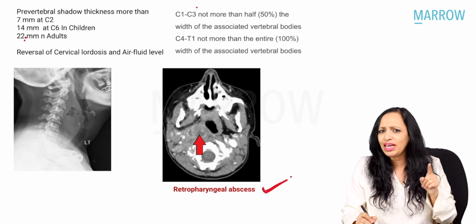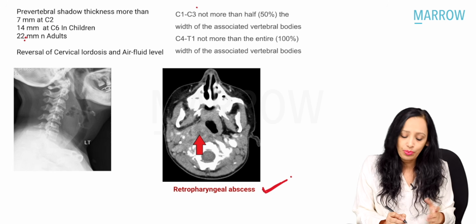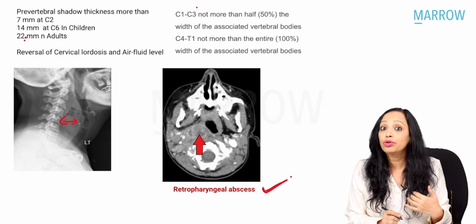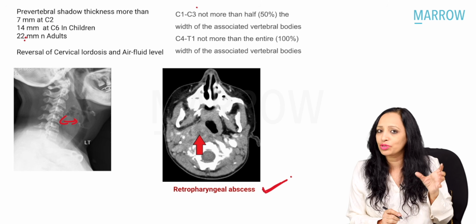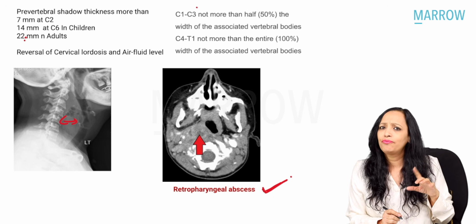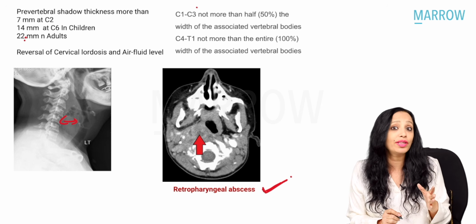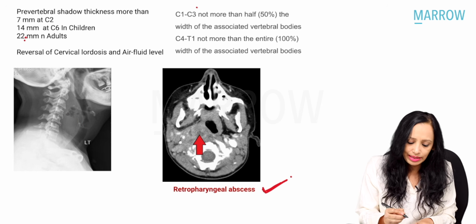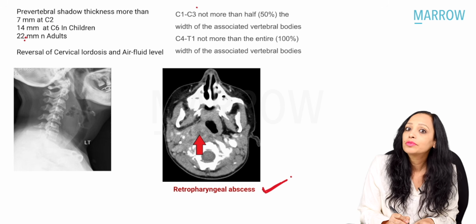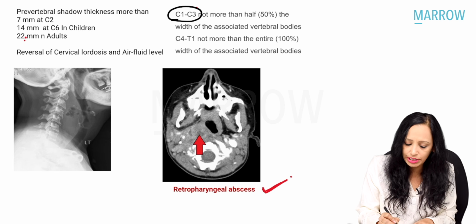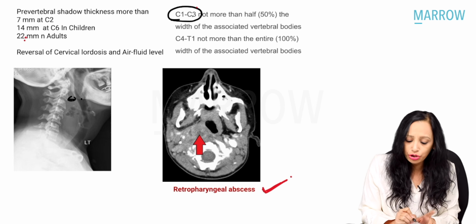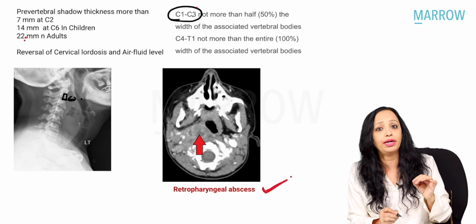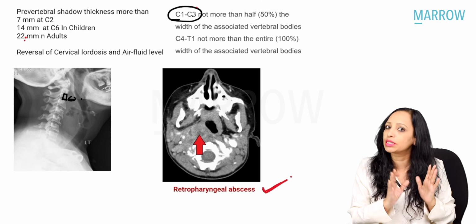And also something very easy to remember to make out whether the prevertebral shadow is increased or not is, in this picture it is very obvious, but sometimes you are doubting whether the prevertebral shadow is increased or not. So in those cases, a very quick guide is that in the upper part of the cervical vertebrae, that is from C1 to C3, the prevertebral shadow should never be more than half of the width of the vertebral body, right? If it is more than half of the width, it means it is abnormal.